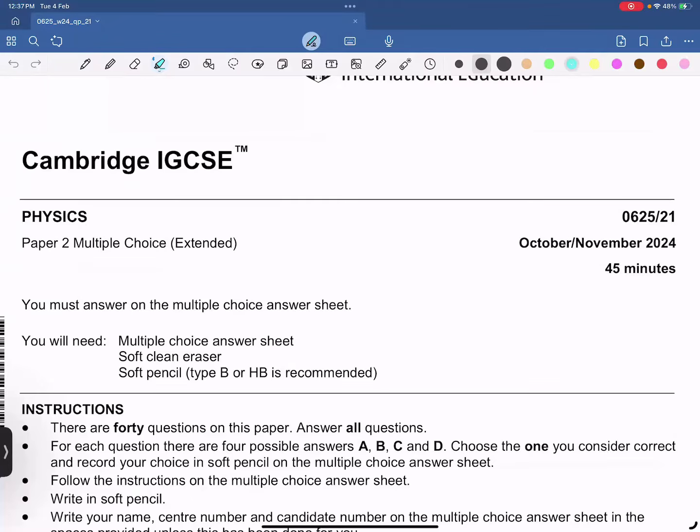Today we are going to solve the next exam. It is October-November 2024, Paper 2, Variant 1, IGCSE Physics. It's MCQs, 40 MCQs, and you will have a maximum of 45 minutes to solve. So let's start this paper.